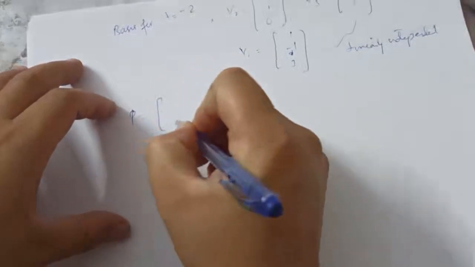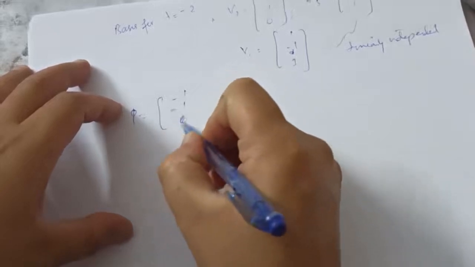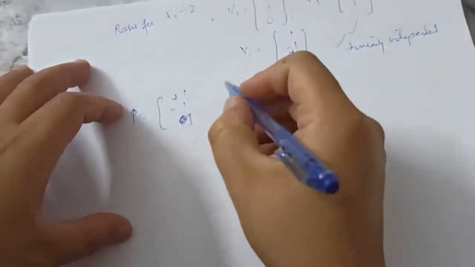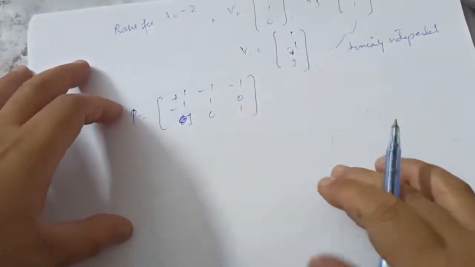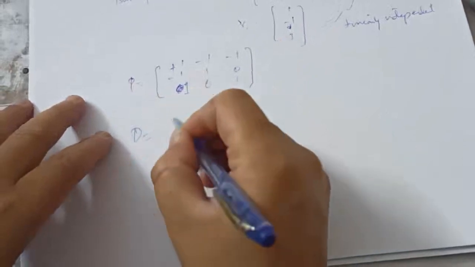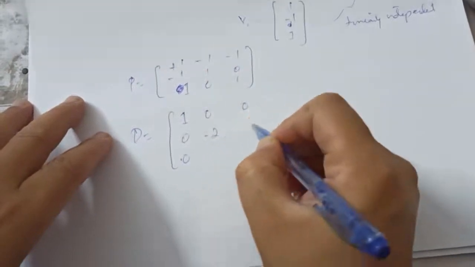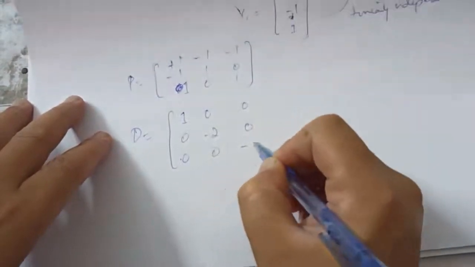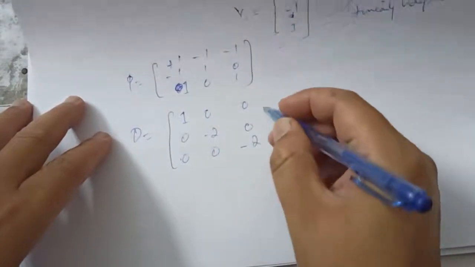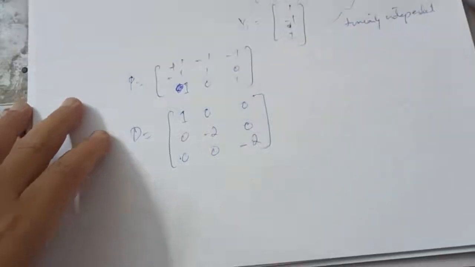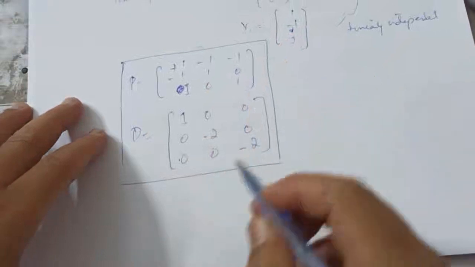So it means we can use them to construct the P matrix, which is [-1, -1, 1], [1, -1, 1], [0, 1, 0]... sorry, the columns being v1, v2, v3: [1, -1, 1], [-1, 1, 0] and [-1, 0, 1]. And of course D can be nothing but the eigenvalues here, which is [1, 0, 0], [0, -2, 0], [0, 0, -2], because the eigenvalue minus 2 has an algebraic multiplicity of 2, so it must appear here 2 times. So this is nothing but P and D, right?